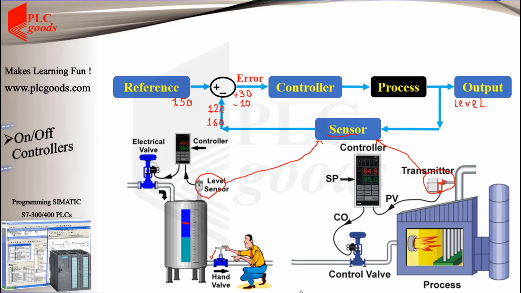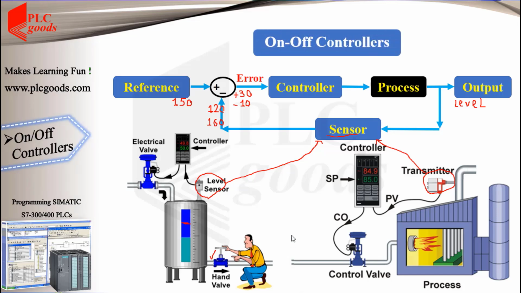Now let's see how an on-off controller works. On-off controllers function based on the sign of the error, not its amount. Anytime the error is positive, the inlet valve is open, and if the error value is negative, the inlet valve is closed.